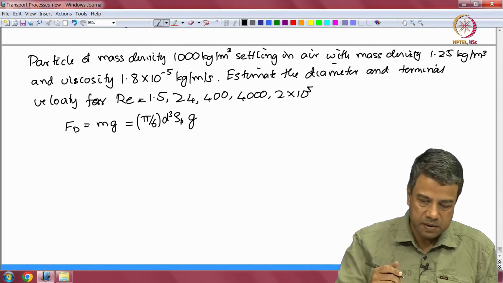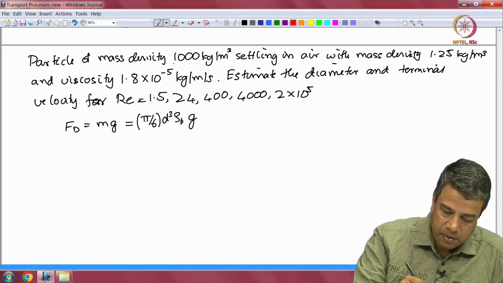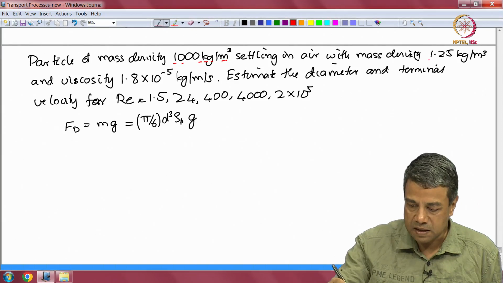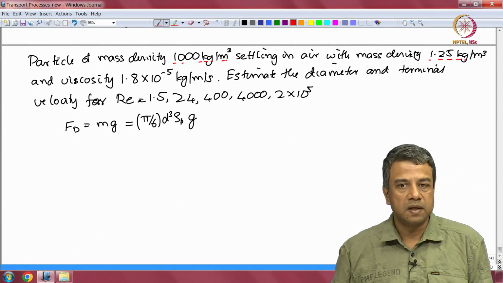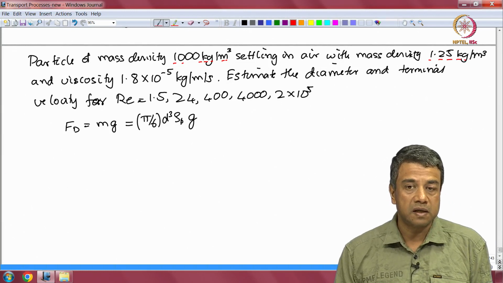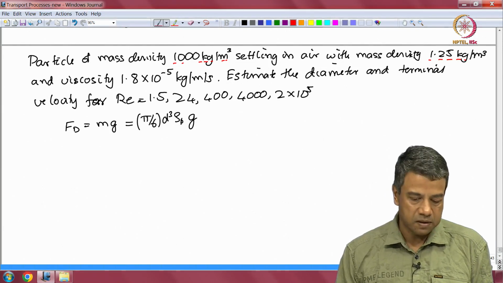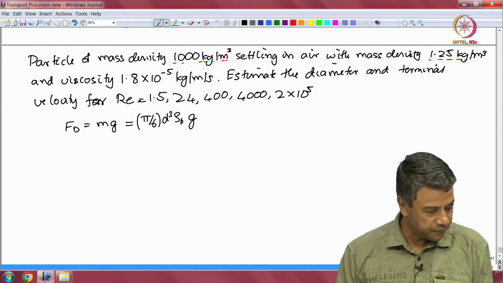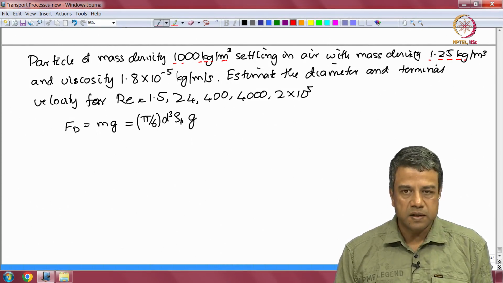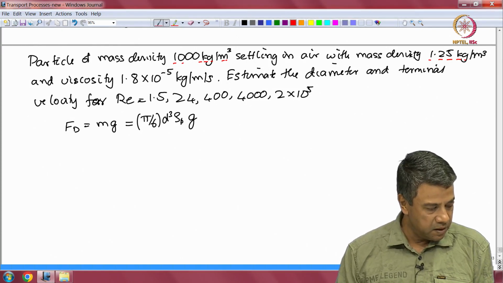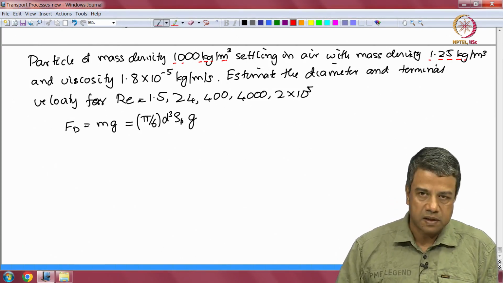The reason is because the density of the particle is 1000, whereas the density of the gas is just 1.25. So, the particle is about 800 times more dense than the gas. So, I am neglecting the density of the gas and the buoyancy due to the presence of the gas. So, for the settling velocity, Fd has to be equal to mg. What should be the drag coefficient at Fd?